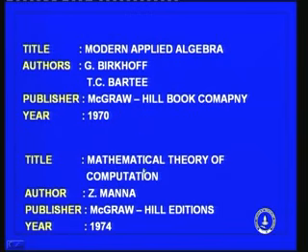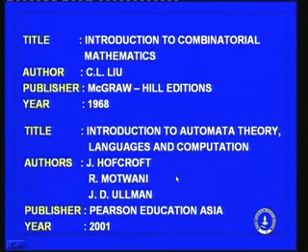Mathematical Theory of Computation by Manna. This book will be useful for proving programs correct. Introduction to Combinatorial Mathematics by Liu. This is an old book, but still it has got some very good topics: permutation, combination, generating functions, recurrence relations, etc. Then for automata theory, this book can be used. Introduction to Automata Theory, Languages and Computation by Hopcroft, Motwani and Ullman.